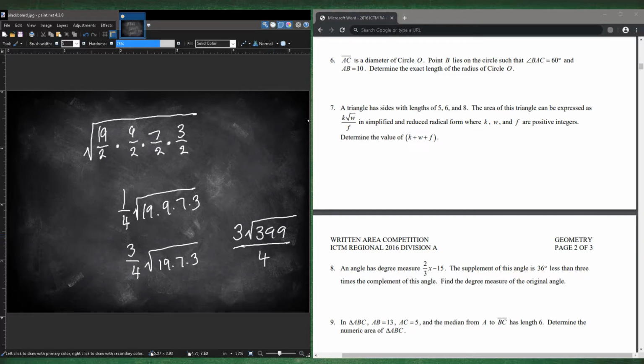Right, I'm sorry if I said 393. It's 399. Okay, so K is equal to 3, W is equal to 399, and F is equal to 4. So adding that together, we have 406 as the answer for number 7, I believe. Yes, number 7. Okay.